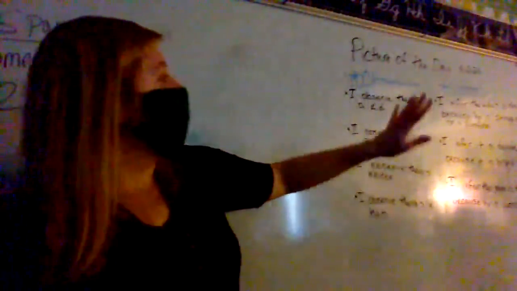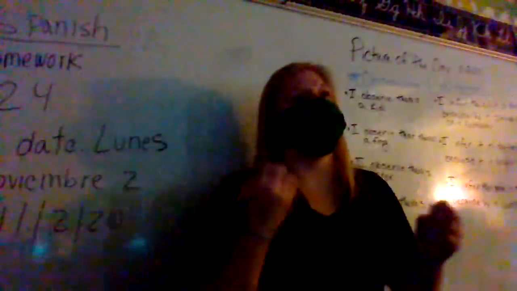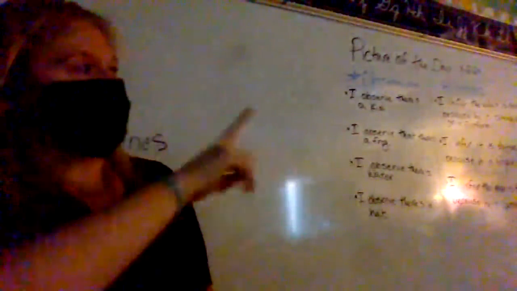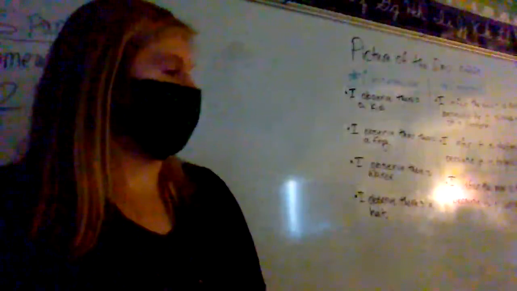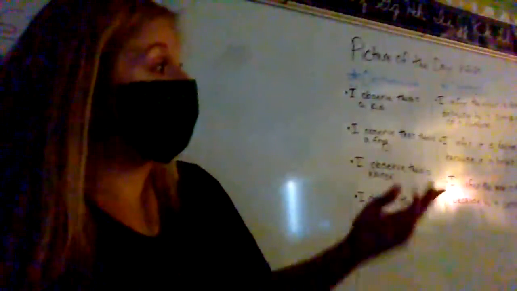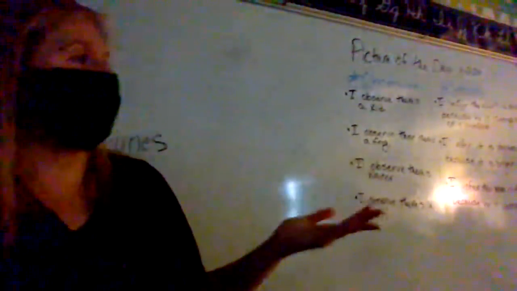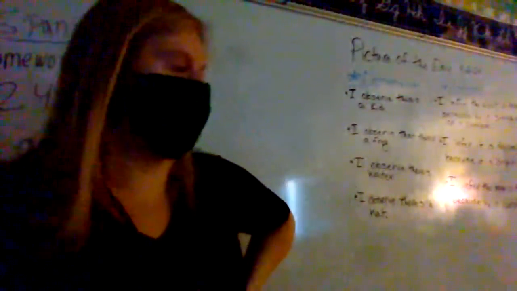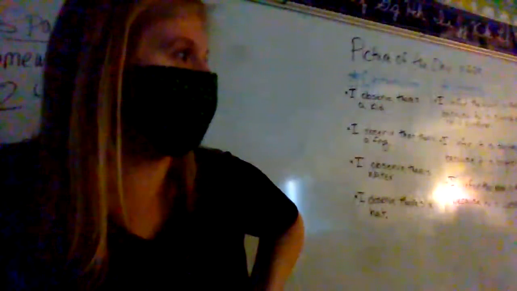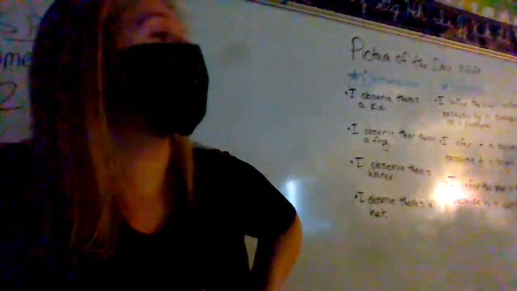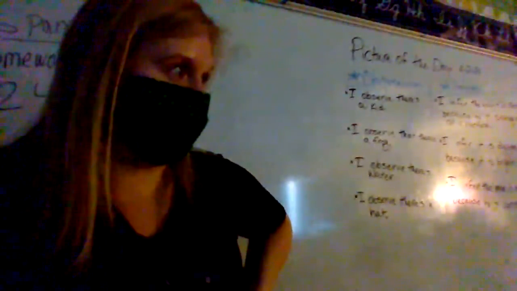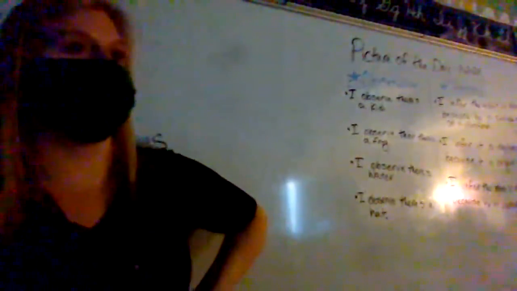All right. Raise your hand if you have another inference you'd like to share. Allison, what's your inference? I infer that the man in the back is old because his face is wrinkled and his back is bent. Elena. I infer that the man is grumpy because of his face. Because he's frowning? Yes. Okay, I infer the man's grumpy because he's frowning.